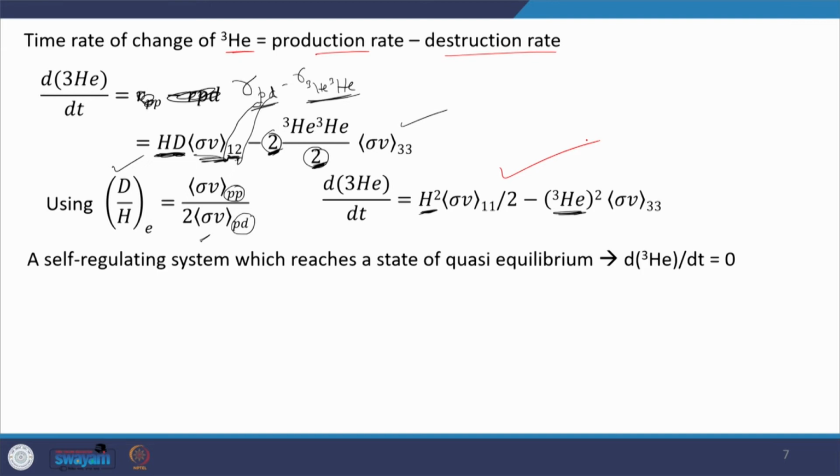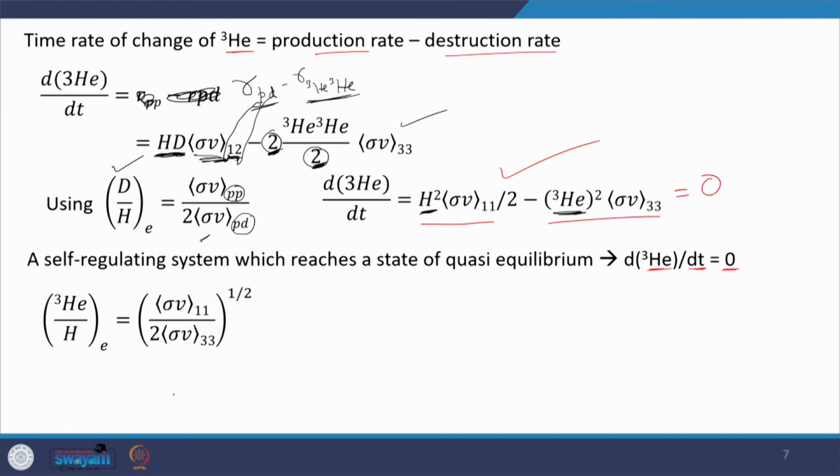So, d by dt of helium-3, using this equation, one can come up with this expression. As I discussed earlier while talking about the time rate of change of deuterium, this equation represents a self-regulating system, which reaches a state of quasi-equilibrium, that is, d by dt of helium-3 is 0. If this is equated to 0, then this is equal to this, which gives the ratio of helium-3 and hydrogen at equilibrium, and this is decided by the reaction rate of P and P and the reaction rate of helium-3 and helium-3.